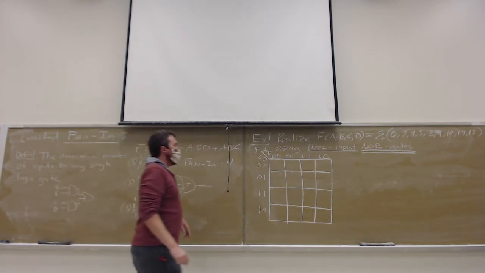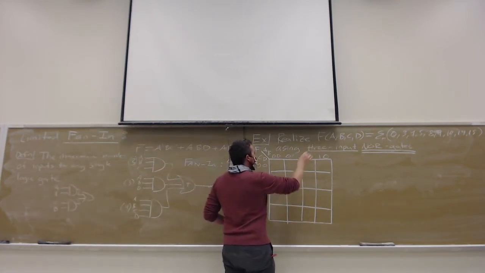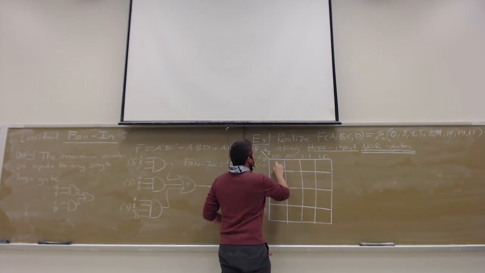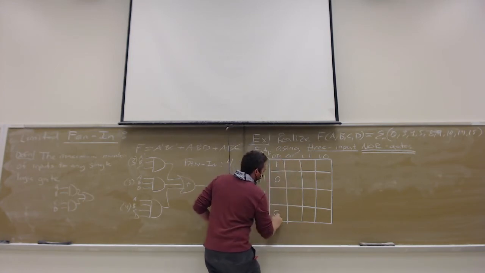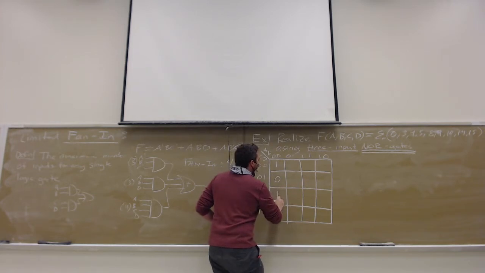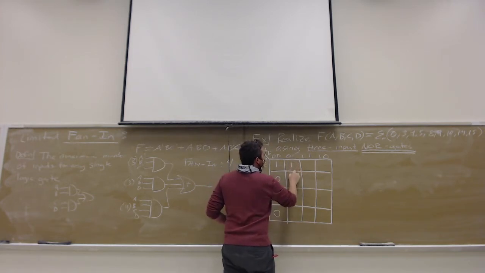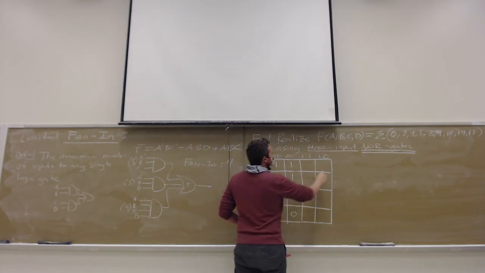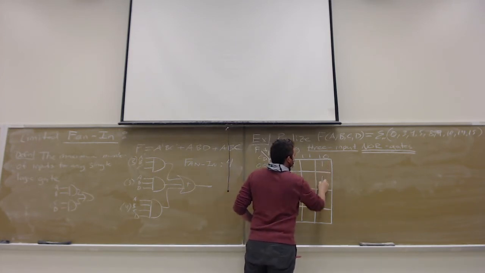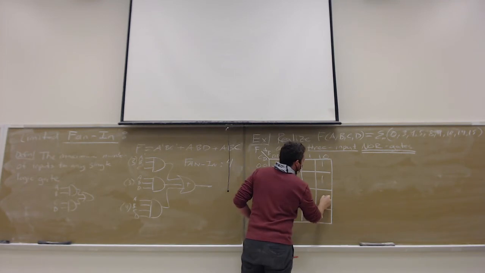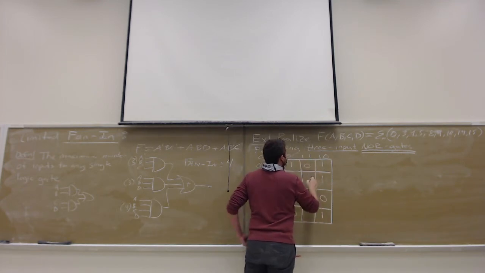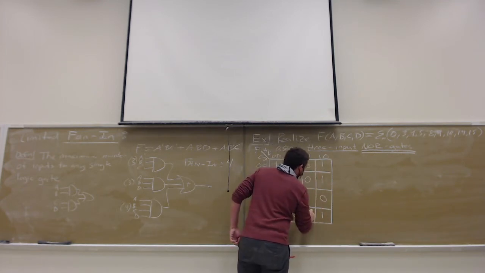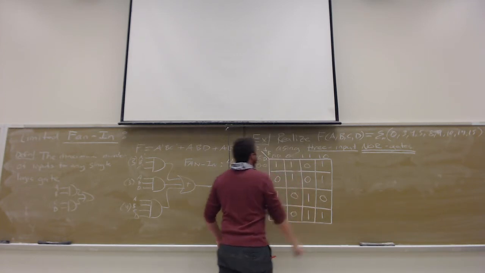Plot everything in. We're given the sum of minterms expression, so it's going to be 0, 1, 2, 3, 4, 5, 6, 7, 8, 9, 10, 11, 12, 13, 14, 15.